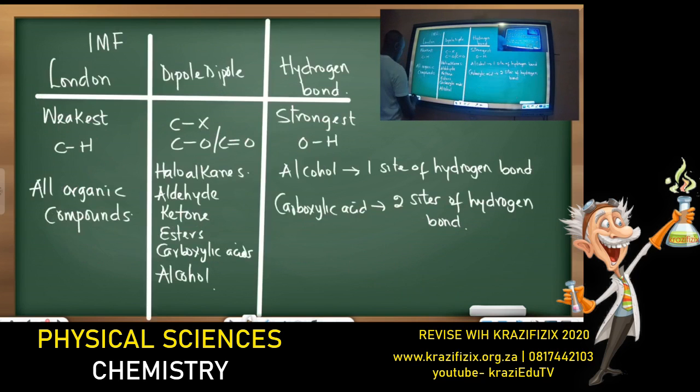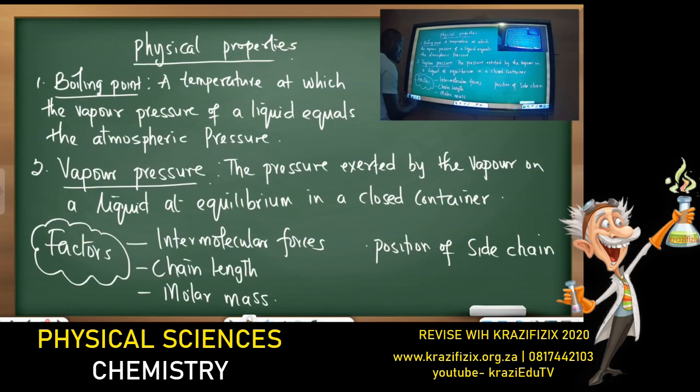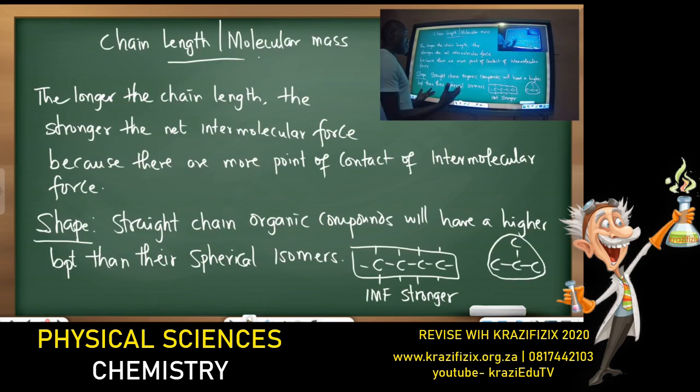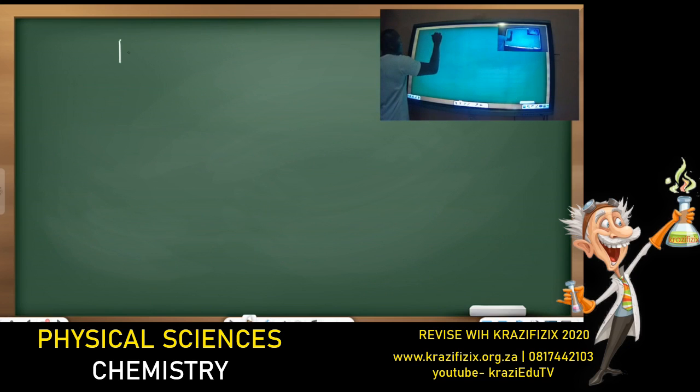All right, it's a crash course. I'm sure you know all of this. This is just reminding us. And the molar mass, guys, is basically similar to the chain length. The bigger the molar mass, automatically now we're increasing in size. The last one, which is the position of the side chain.